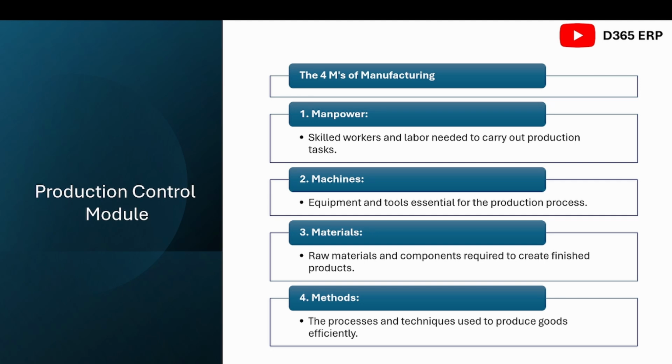Then second is machine. This includes all the equipment, tools, and technologies used in the production process. Third is material. Material includes the raw material and the components needed to create the final product or finished good. And the fourth, an important one, is method. This refers to the process or technique used in manufacturing. So these are the 4 M's, or key factors that majorly focus on manufacturing.